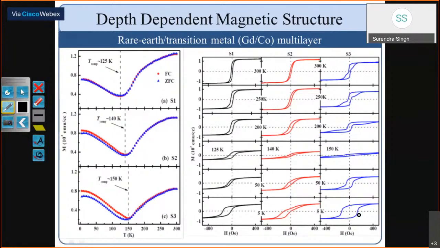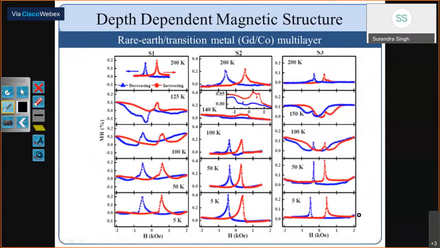But this is, I mean, well known. We expected it this way. That's why we grew the samples like this. But our main aim was to see how the magnetic structure changes. Okay. Then we did the transport measurement also.